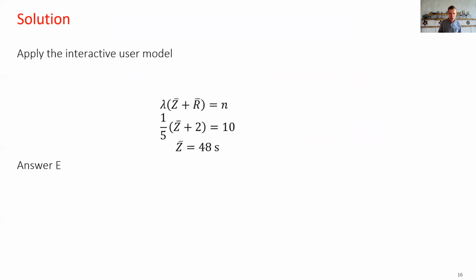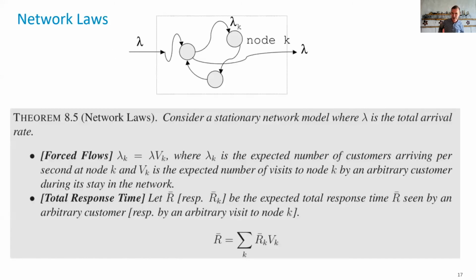We apply the interactive user model. Lambda is the rate per second. We've seen there are 5 transactions per second. The average response time is 2. The total number of customers is 10. So we have this equation to solve, and that gives us 48 seconds. Voilà, so that's an example of how one quantity depends on the other. Again, it's an indirect consequence of Little's law.